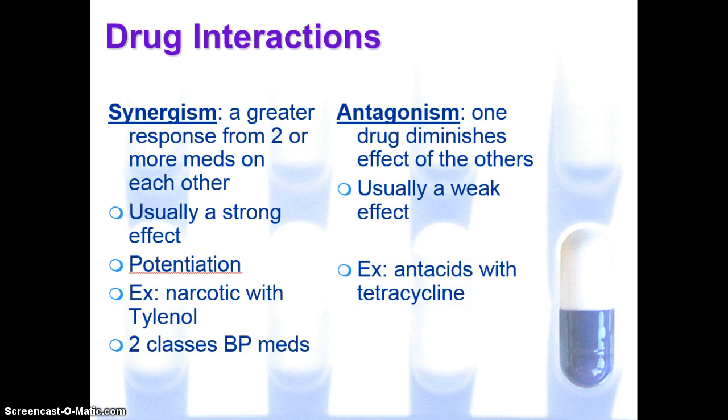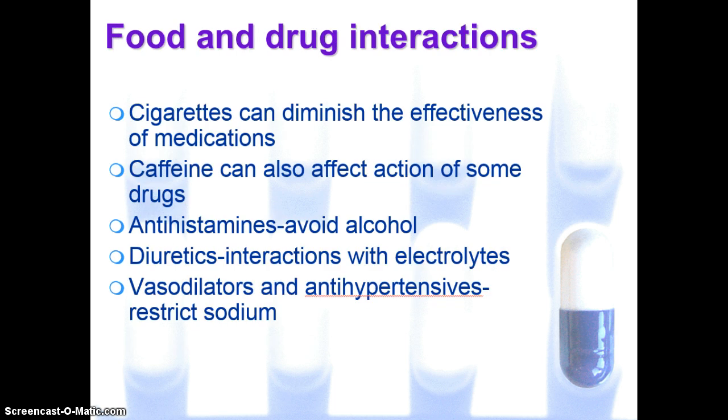We also do this with many of the blood pressure meds because a lower dose of two different types of blood pressure med classifications works better to decrease that blood pressure. So synergism is two meds working together to have a good effect. Antagonism, that's when somebody antagonizes or irritates you. It's when one med or drug diminishes the effect of others, and it's usually a weak effect, but it's things like I take a Tums or an antacid with a medication, and the Tums kind of inhibits the absorption of that medication, so it doesn't work as well.